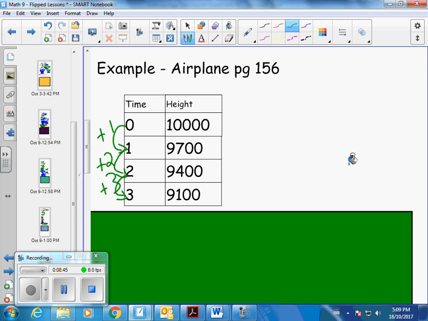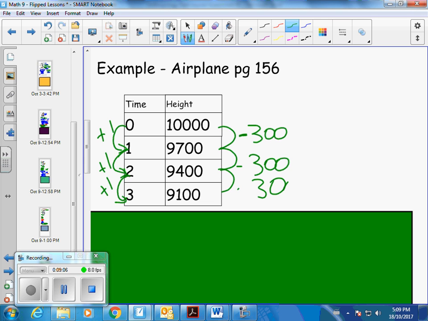Or sorry, I wind up with 2. But I'm having a bit of a brain fart. What I meant is plus 1, and this one also goes up, plus 1. This one goes down 300. This one also goes down 300. This one also goes down 300. So we've noticed a pattern.